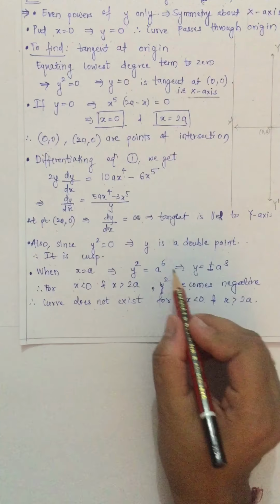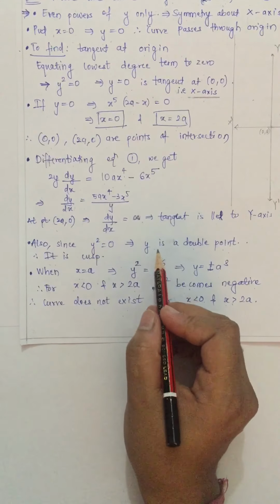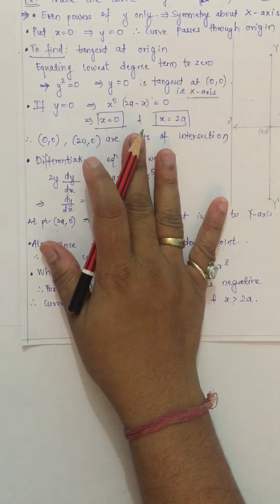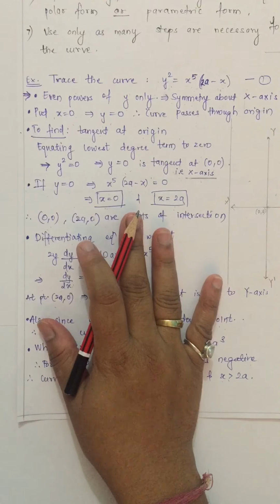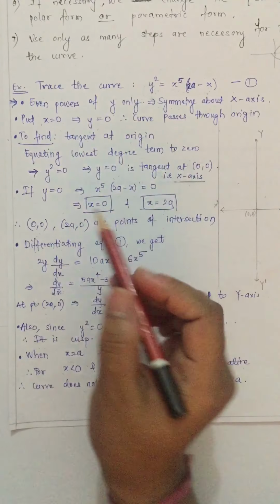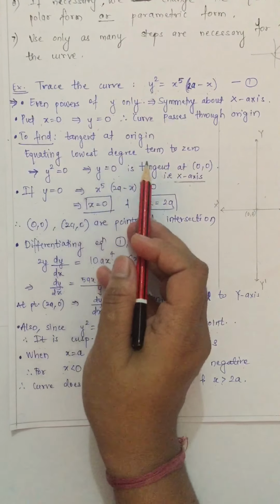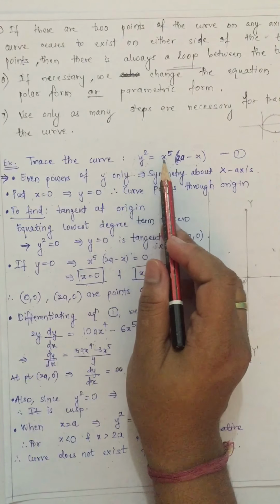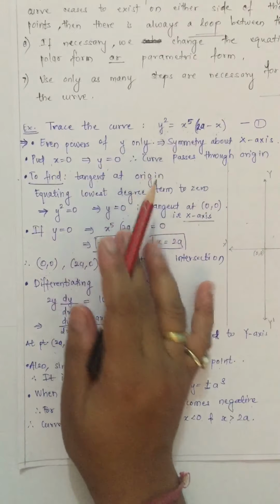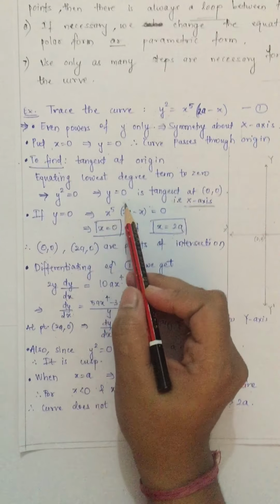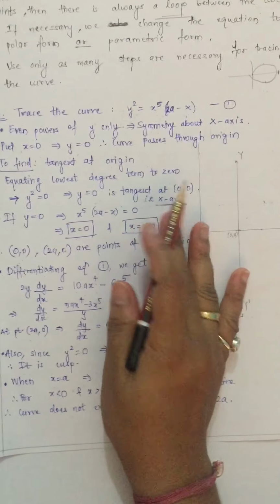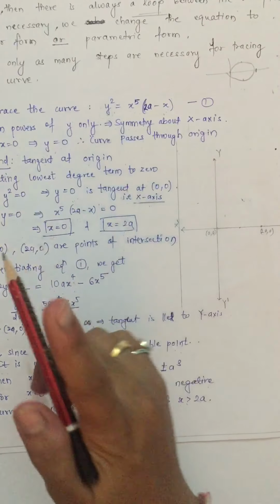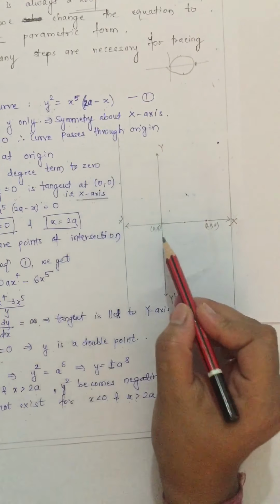Now we need to check the nature of this double point, whether it is a node or a cusp. That depends on the tangents. For the tangent, we equate the lowest degree term to 0. The lowest degree term here in the equation is y square only. So y square equal to 0 gives the equation y equal to 0, that is nothing but the x-axis. Therefore the x-axis is the tangent at the origin. We obtain only one tangent at the origin.